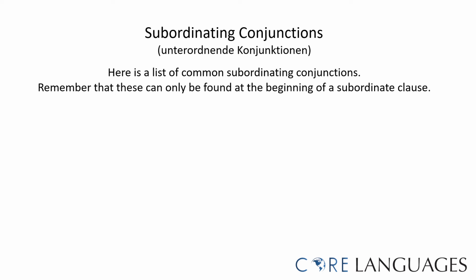There are many one-word or multiple-word subordinating conjunctions, or untergeordnete Konjunktionen. Remember that these can only be found at the beginning of a subordinate clause, and they will always kick the verb to the end of the clause. Feel free to read along. Here are one-word conjunctions and their English translations.